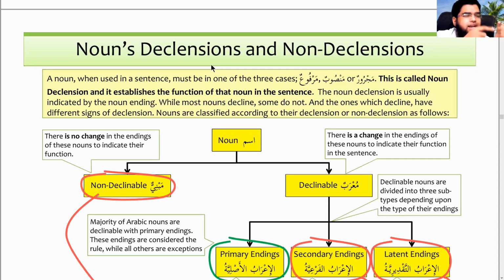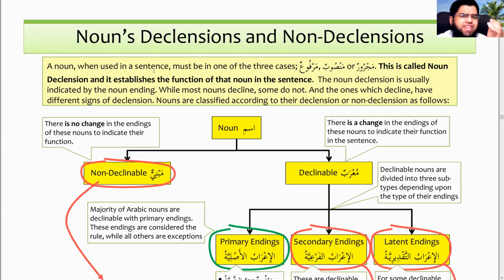Mafulun bihi, we already learned. Maful li adlihi, mafulun mutlaq, mafulun ma'ahu. There's one more. 5 types of mafuls we learn, and various rules, of course. We learn shart, which is very important. 3 lessons for shart, conditional sentences. Mafun liyadlihi nam. So let's start with i'rab al bina. Nouns, declension and non-declensions. Okay.